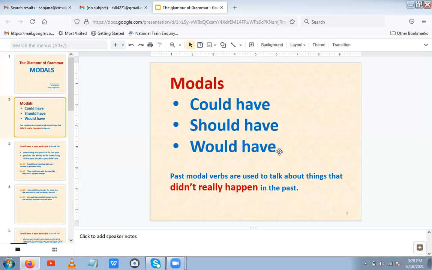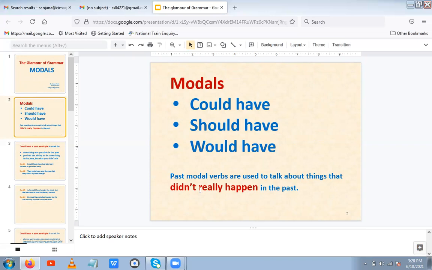Wherever, whenever, have. I, you, we, they have. He, she has. All right. Please, the slide is there. Could have, should have, would have. Past modal verbs are used to talk about things that didn't really happen in the past.